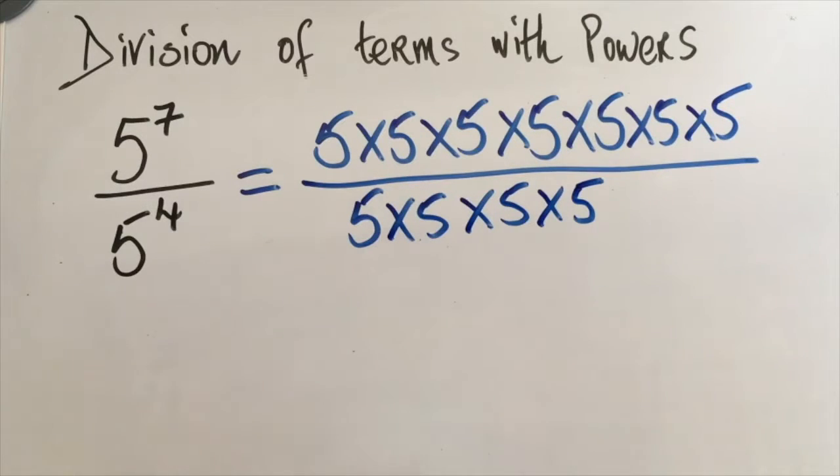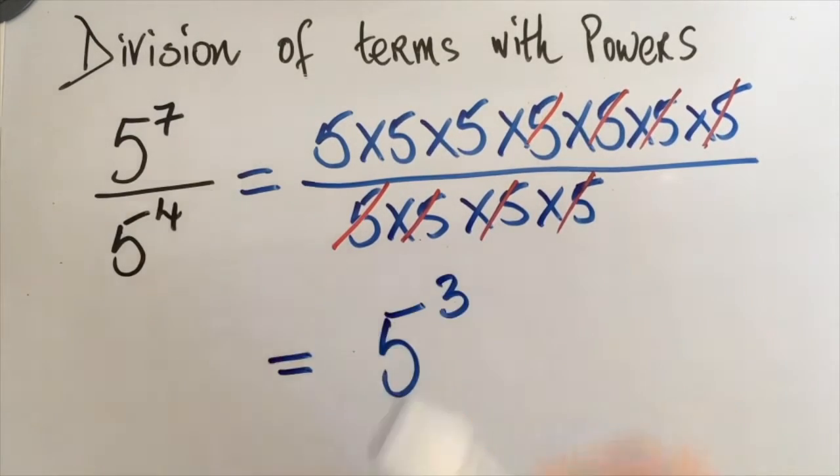Did you get that? And now we're going to cancel. So I'm left with 3 5's on the top with multiplication signs between them, which is equal to 5 to the power of 3.